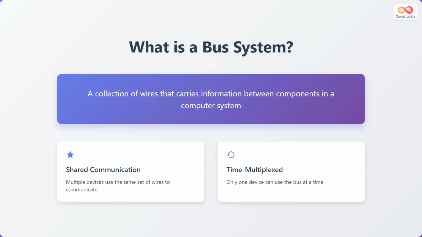There are two key characteristics of a bus system. First, it allows shared communication. This means multiple devices use the same set of wires to communicate. Second, it is time multiplexed. This means that only one device can use the bus at a time. They have to take turns.